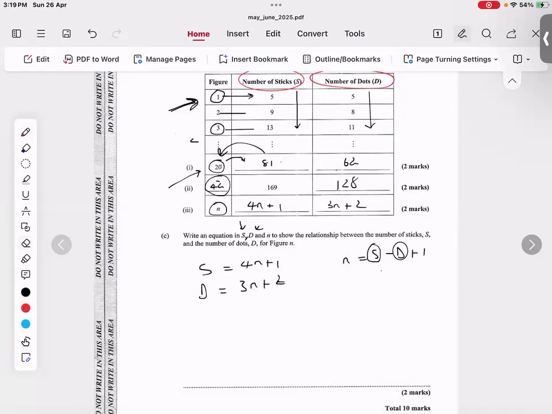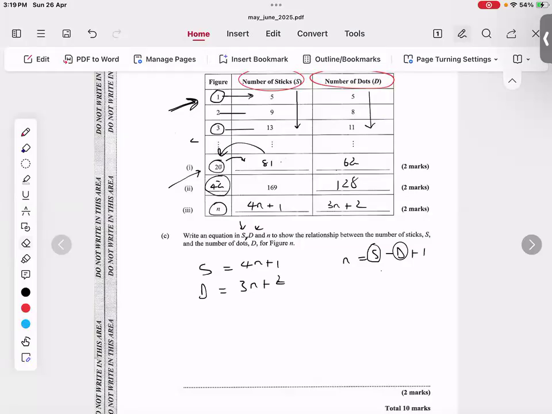Hold on, guys. I think I just lost my stylus. Give me a sec. Hold on, guys. I just lost my stylus pen. Oh gosh. Okay, found it. Okay. All right.